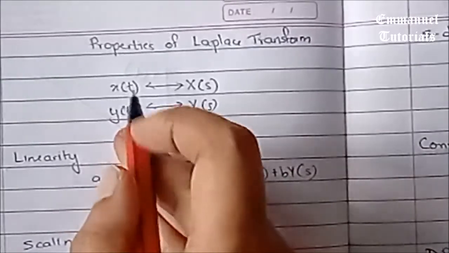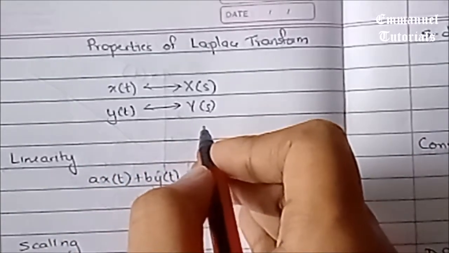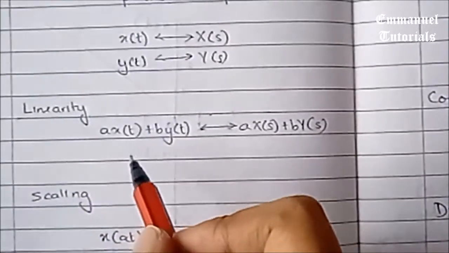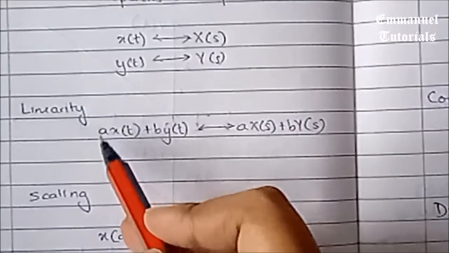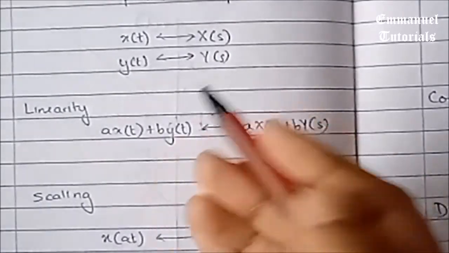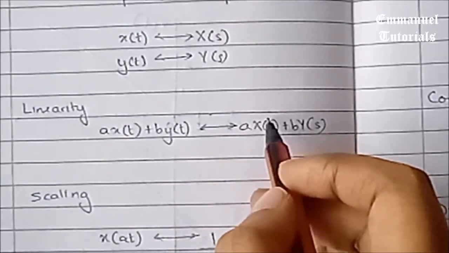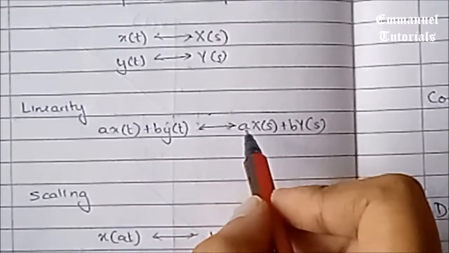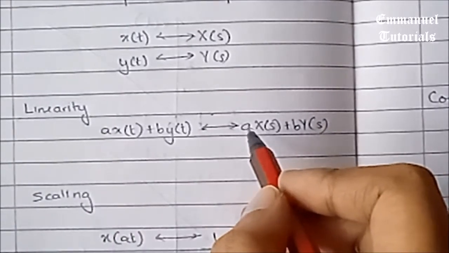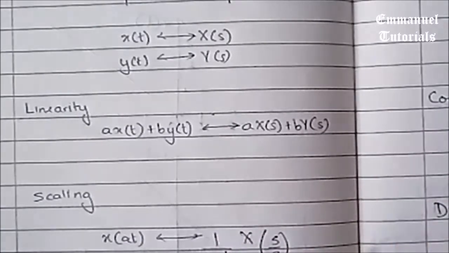If we take two signals, x of t whose Laplace transform is x of s and y of t whose Laplace transform is y of s, by the linearity property, if you multiply x of t by a scalar value a and y of t by a scalar or real value b, and then add both the signals, the resultant Laplace transform will be a multiplication of their Laplace transforms with the respective constants. So here it will be a into x of s plus b into y of s.